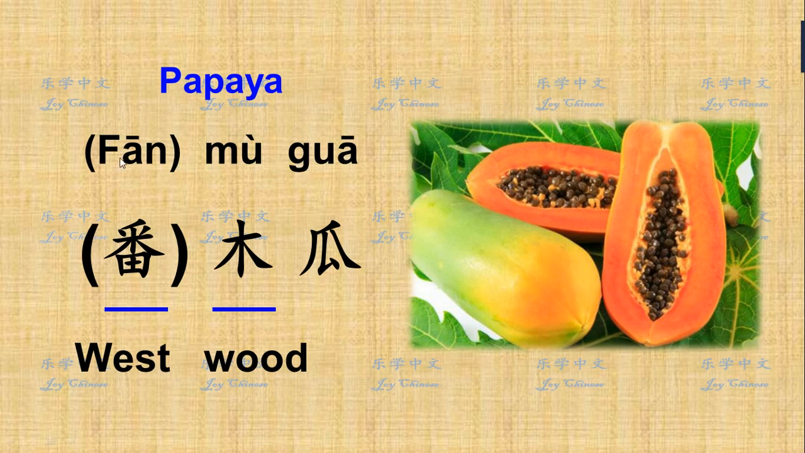番木瓜. This bracket means you don't necessarily say this. Usually when you go to the market, the name of this papaya is mu gua. Again, fan means foreign country, west country. Mu means wood, tree. We learned this in the other videos. Gua is melon. Fan mu gua.